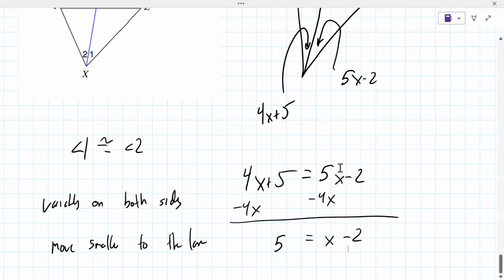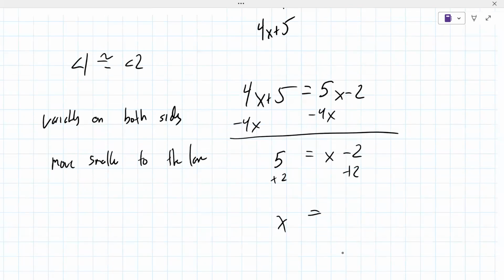How do you proceed from here? How do you solve for x? Would you get rid of the minus 2, so add 2 to both sides? Yeah. How do you undo subtraction by 2? Add 2. So what does x equal? 7. Good.